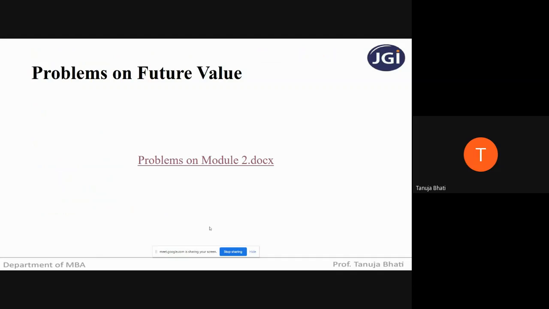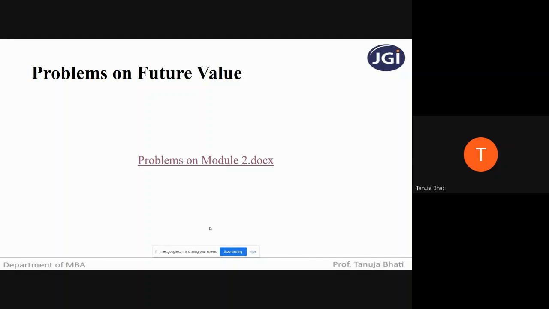So did everyone understand how to calculate future value? Yes, students. And what is future value? The different categories under future value and formulas under future value. So is calculation of future value clear to everyone? Yes, ma'am. Now let us move ahead to present value.